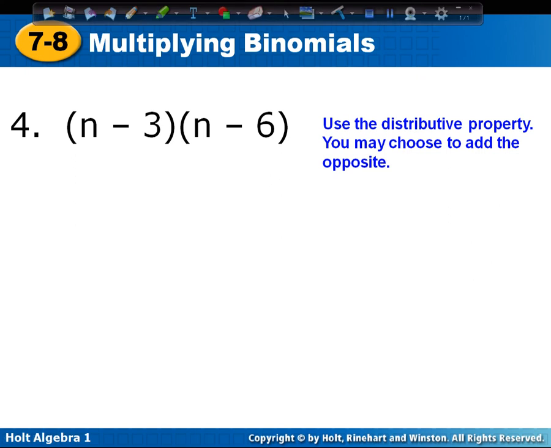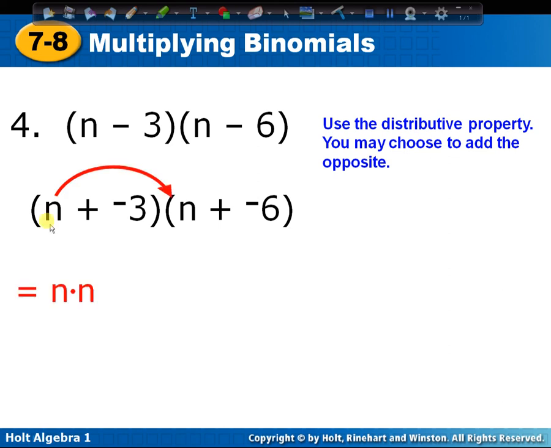All right, hopefully you've paused the video and taken a minute to see if you can get this one on your own. So to use the distributive property, we're going to change -3 to +-3 and -6 to +-6. I promise that this will help you get your signs correct. So please make sure that you do adding the opposite here. So we're going to take this first n and multiply it by both things in the second set of parentheses. So we're going to say n times n, and please make sure you're drawing your arrows as well. Again, it will keep you from making simple mistakes.